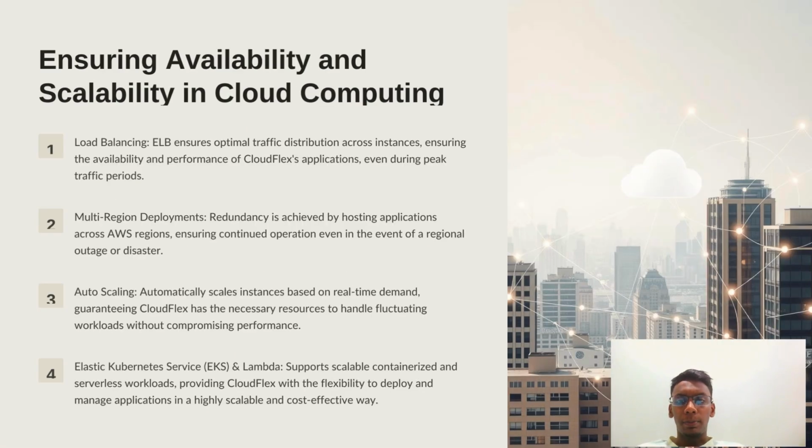All right. Here, the topic is ensuring availability and scalability in cloud computing. In this slide, we have provided you with four points. The first point is load balancing. ELB ensures optimal traffic distribution across instances, ensuring the availability and performance of CloudFlex's applications even during peak traffic periods. Secondly, multi-region deployments. Redundancy is achieved by hosting applications across AWS regions, ensuring continued operation even in the event of a regional outage or disaster.